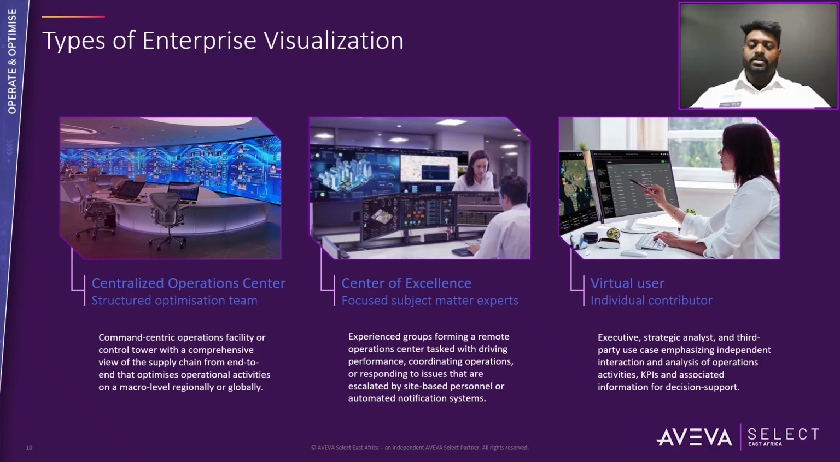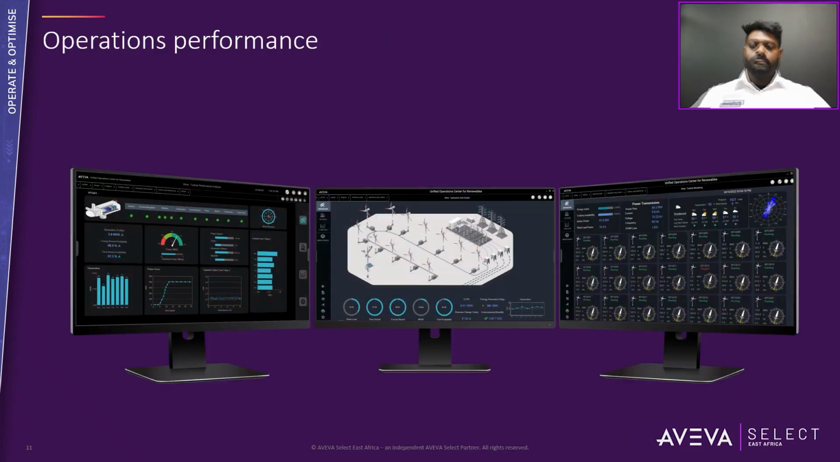Next, we have the Center of Excellence. This is an experienced group forming a remote operations center tasked with driving performance, coordinating operations, or responding to issues that are escalated by site-based personnel or automated notification systems. And lastly, we have the Centralized Operations Center. Command-centric operations facility or control tower with a comprehensive view of the supply chain from end to end that optimizes operational activities on a macro level regionally or globally.